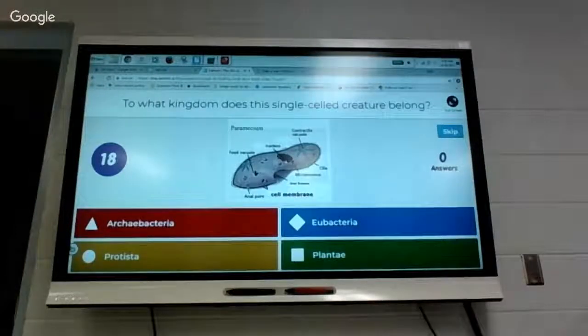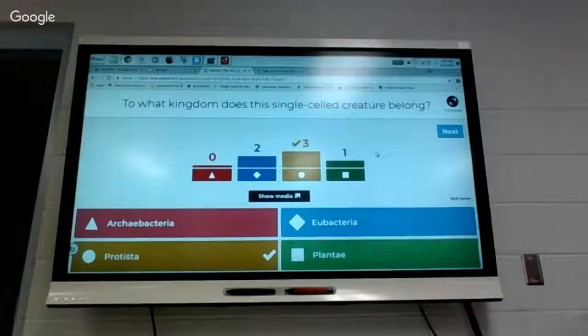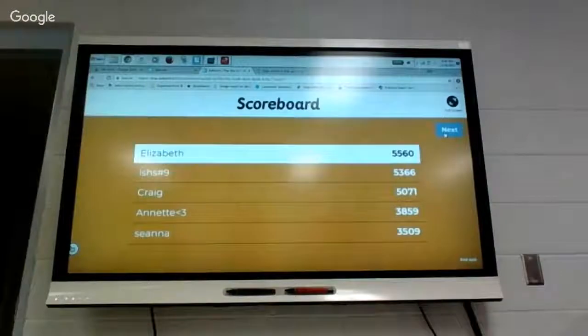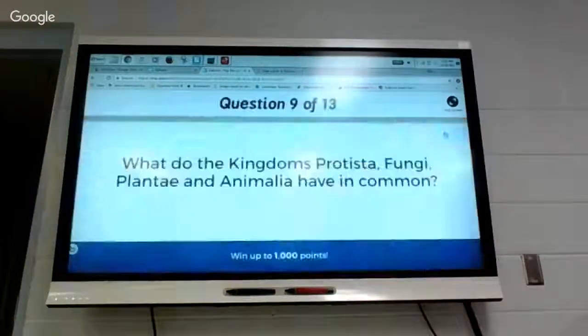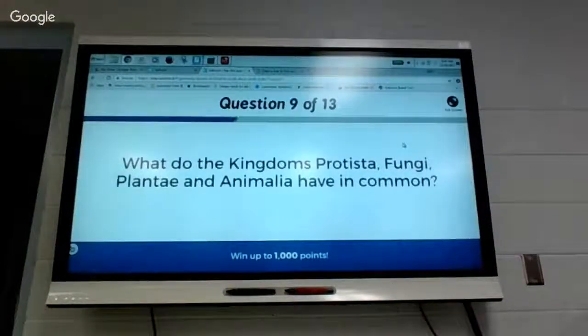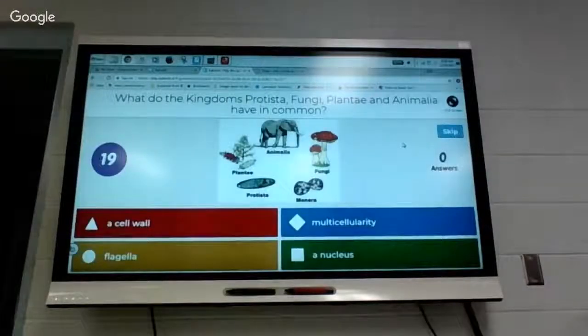All right, now look, nucleus, organelles, it's a paramecium. So which kingdom does it belong to? It's considered plankton. Elizabeth jumped over. Do they all belong to the domain Eukarya? Eukaryotes. What would they all have in common? They're all eukaryotic.